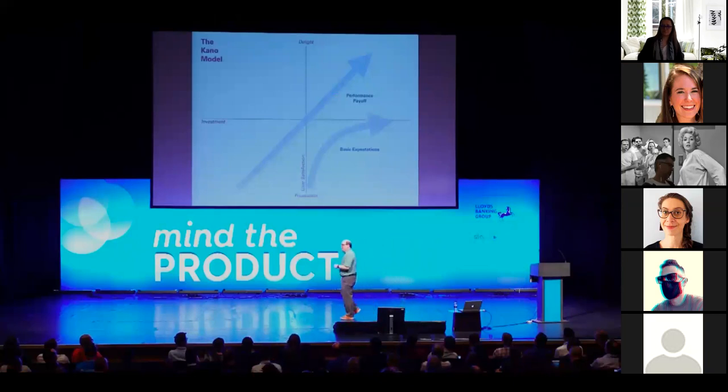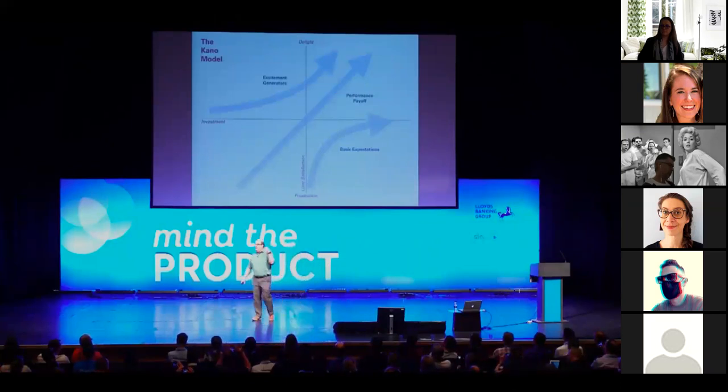The other curve that Kano said we needed to pay attention to was what he called excitement generators. And excitement generators tell us what will delight our customers, often with not very much of an investment. Just teaching the hotel staff to smile would make Hyatt's much better to stay at. It doesn't cost a lot to do that.